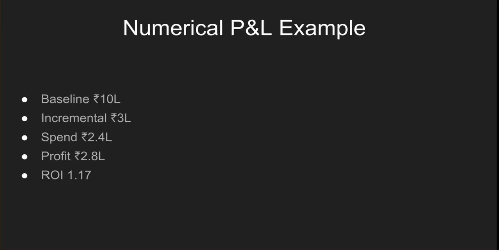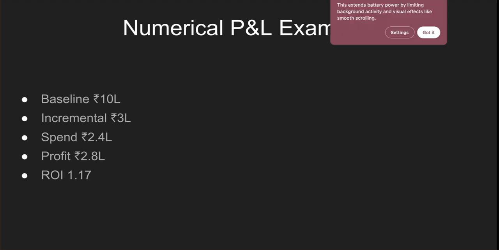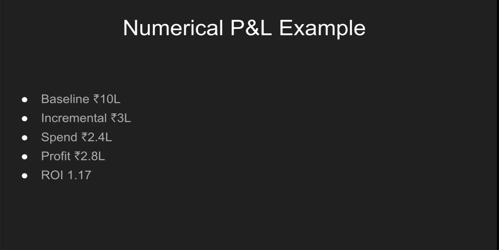Let's understand this with a numerical P&L example. Let's put in the numbers. Baseline is 10 lakhs, incremental is 3 lakhs, the trade spend is 2.4 lakhs, and the profit we are getting is 2.8 lakhs. So ROI becomes 2.8 divided by 2.4 equals 1.17, because we already learned that ROI equals contribution divided by spend. So anything above 1 is profitable.